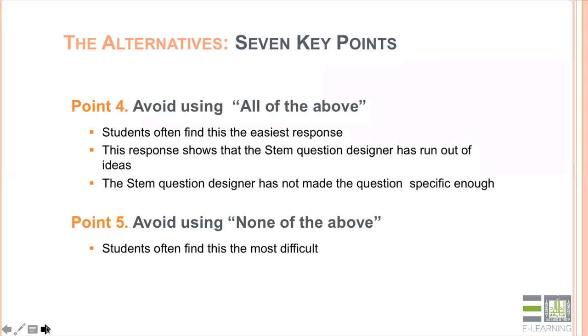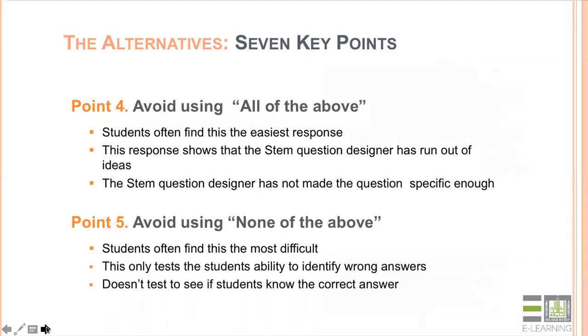The reasons to avoid using none of the above, students tend to find this option quite difficult, research has shown. So having none of the above as one of the list of alternatives, they find questions incorporating that quite difficult to answer. Also, one disadvantage is that you can't really tell if the student knew the correct answer or if they guessed the answer by selecting none of the above. And also, you only know if he or she knows that the structures aren't correct. So by incorporating all of the above or none of the above, it doesn't really tell you if the students have understood the question, have met the learning objective.